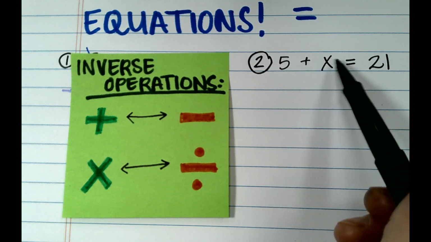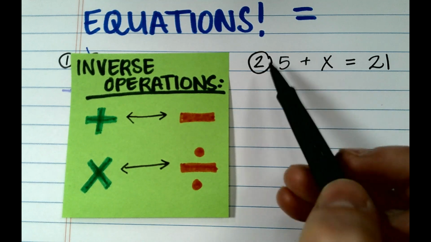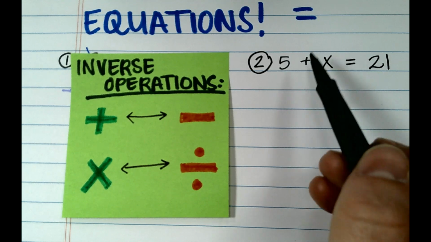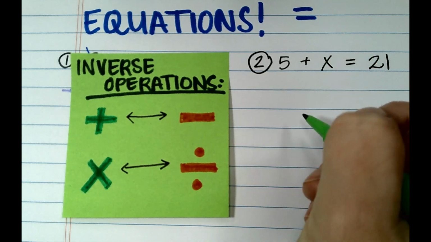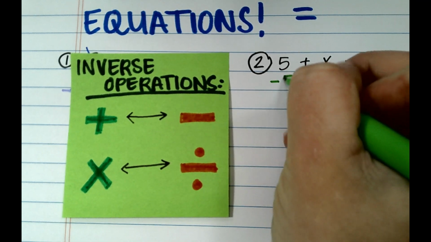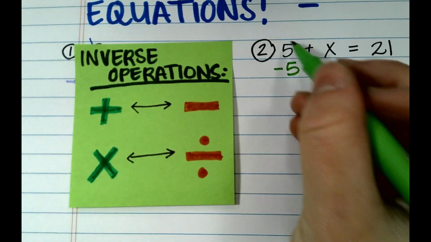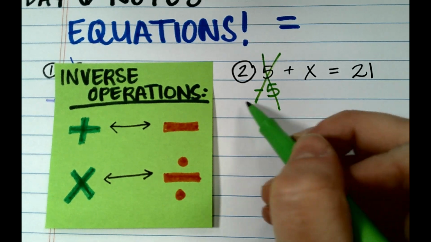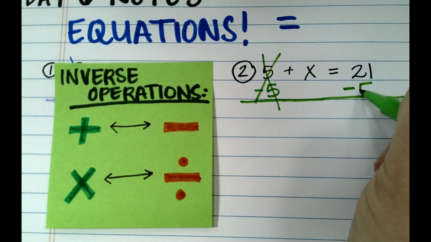And what operation is 5 doing? It's adding to the x. Is it subtracting? Is it multiplying? Or is it dividing? It's adding 5 plus x. So how would I get rid of adding 5? Subtracting 5. Good. So all I need to do here is minus 5. And 5 minus 5 is 0, so that's going to cancel out. But where else do I need to subtract 5? 21 on the other side of my equal sign.